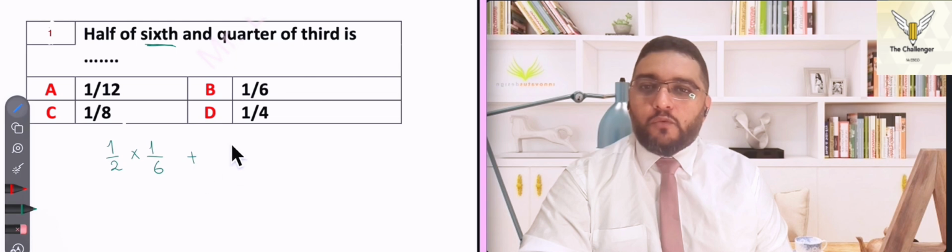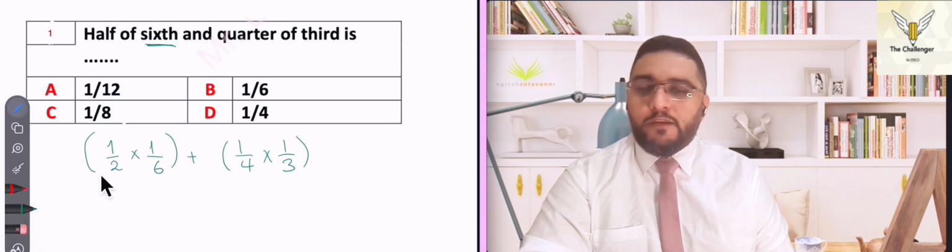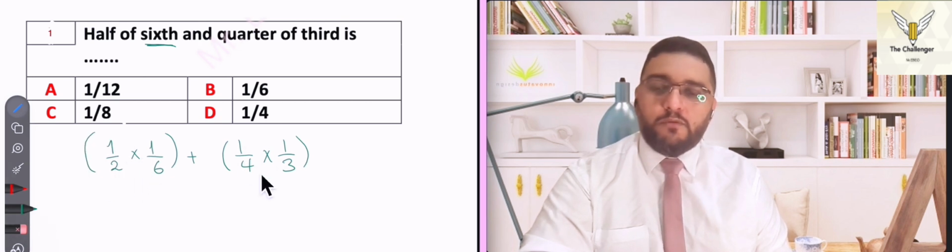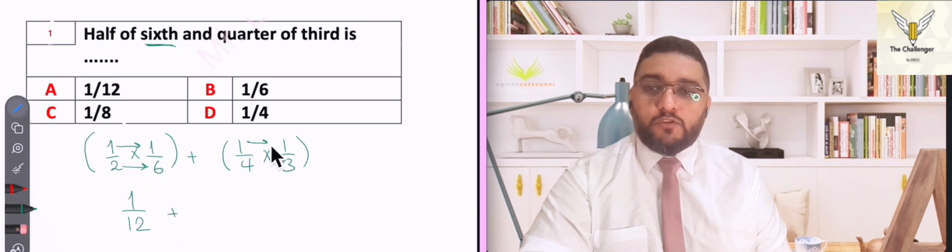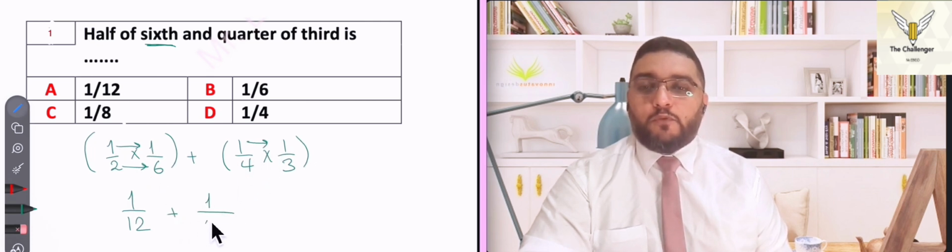And quarter of third, this is quarter. Half, it means multiplied. Third. So at the beginning we will evaluate this part, then we will calculate also this part. So 1 over 2 times 1 over 6, which equals 1 over 12. Just multiply 1 times 1, it will be 1, and 2 times 6, which equals 12, plus 1 times 1, which equals 1, and the 3 times 4, which equals 12.